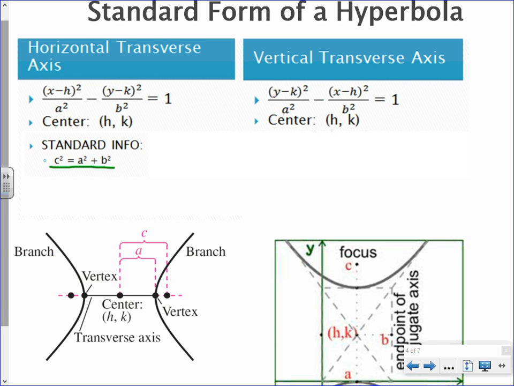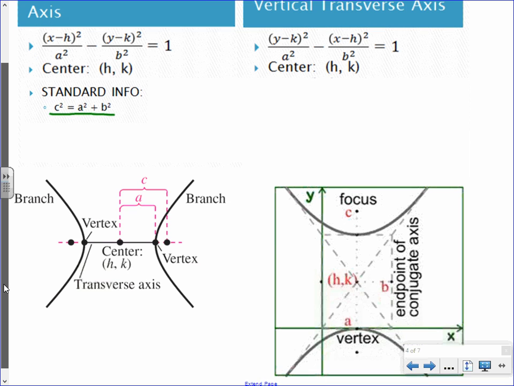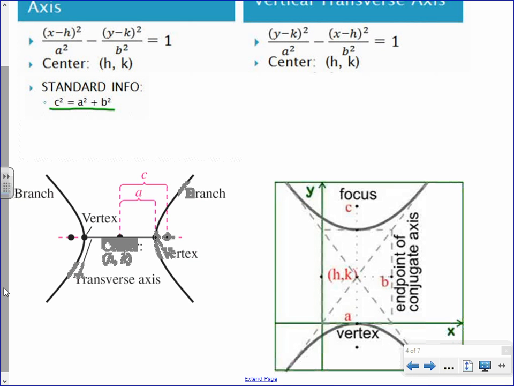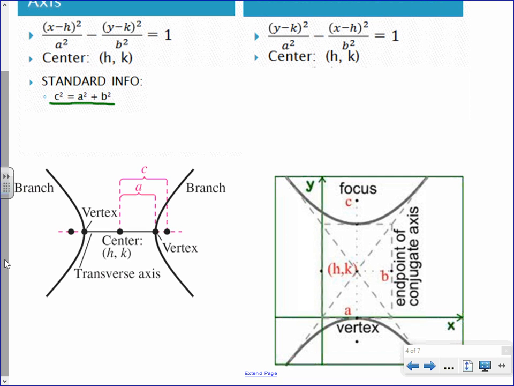So our center is still HK. We're still going to use A to tell us how far our vertices are. We're still going to use C to tell us how far our foci are. But then you see in this picture, we need to make asymptotes. So what we're going to do, and I'll show you in our two examples, is plot point B away from our center, and then create this invisible box. And our asymptotes will go through the diagonals of that box.